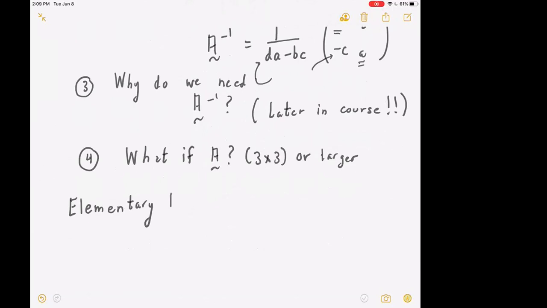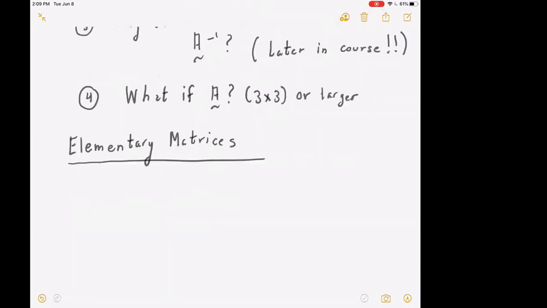So in order to find the inverse of large matrices, we're going to have to introduce something called an elementary matrix. And in fact, I'll say this now, elementary matrices are really another way to look at the elementary row operations that we've talked about.